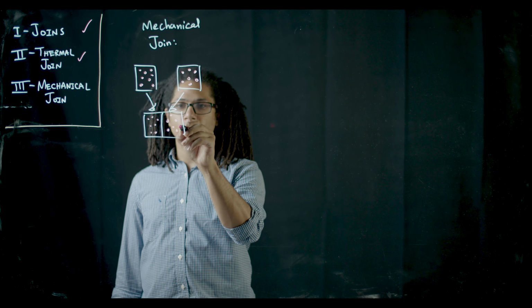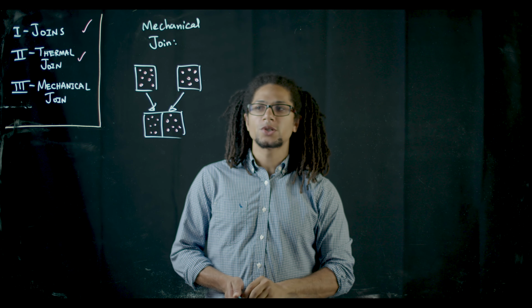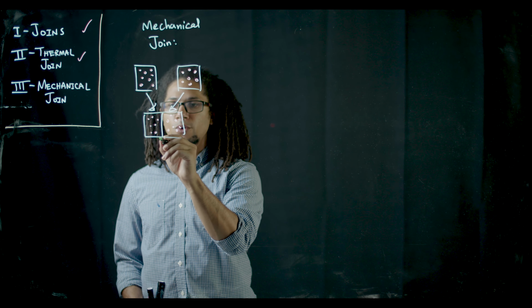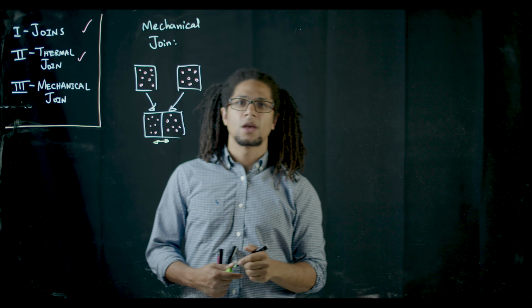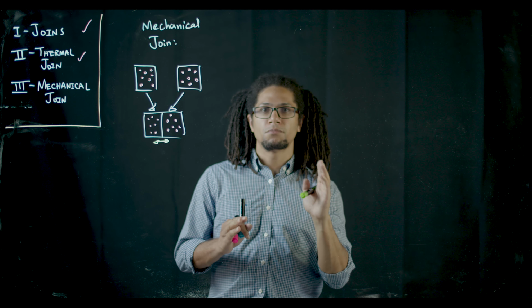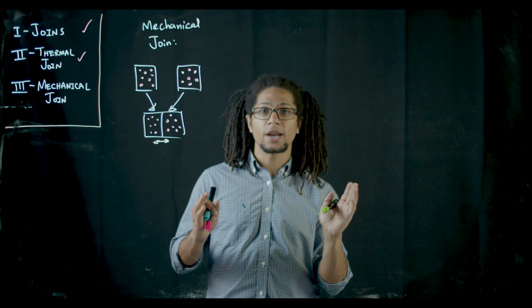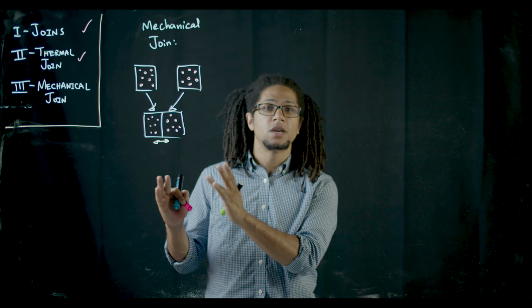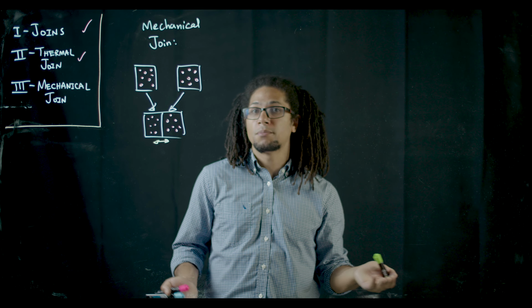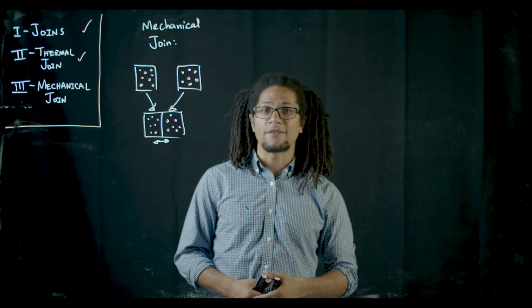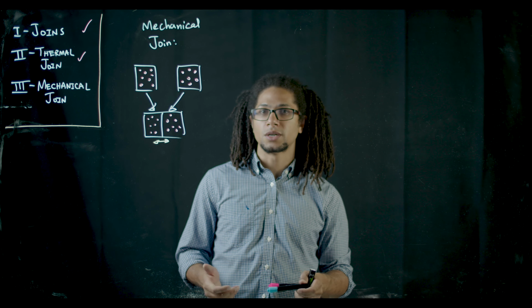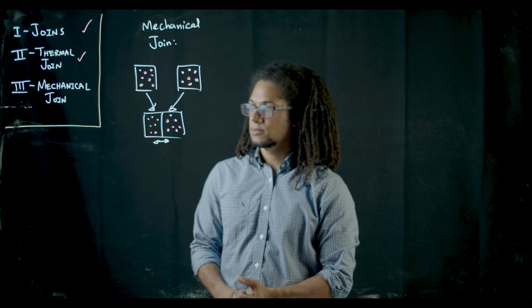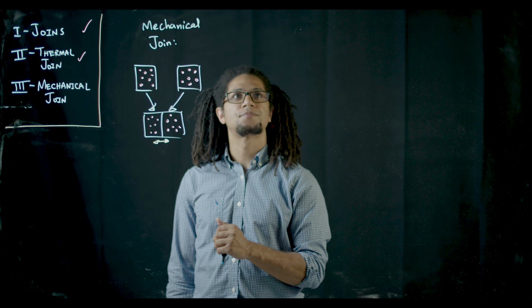So as stated, these boxes are allowed to share energy, but they're also allowed to move this partition between them. So this partition can move left or right. The way that it will do that is that the gas in each side will push on the partition, and whichever one is pushing harder will end up pushing it to one side or the other. And it will reach some point of equilibrium after we allow it to move. Wonderful. So now let's figure out our mechanical join.